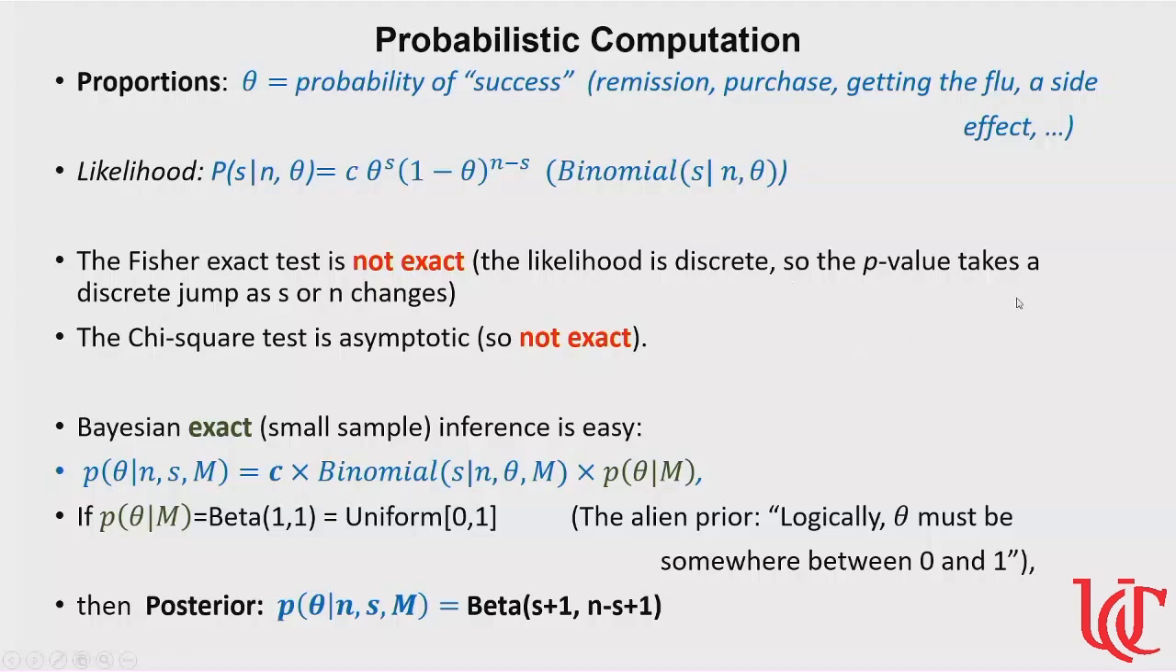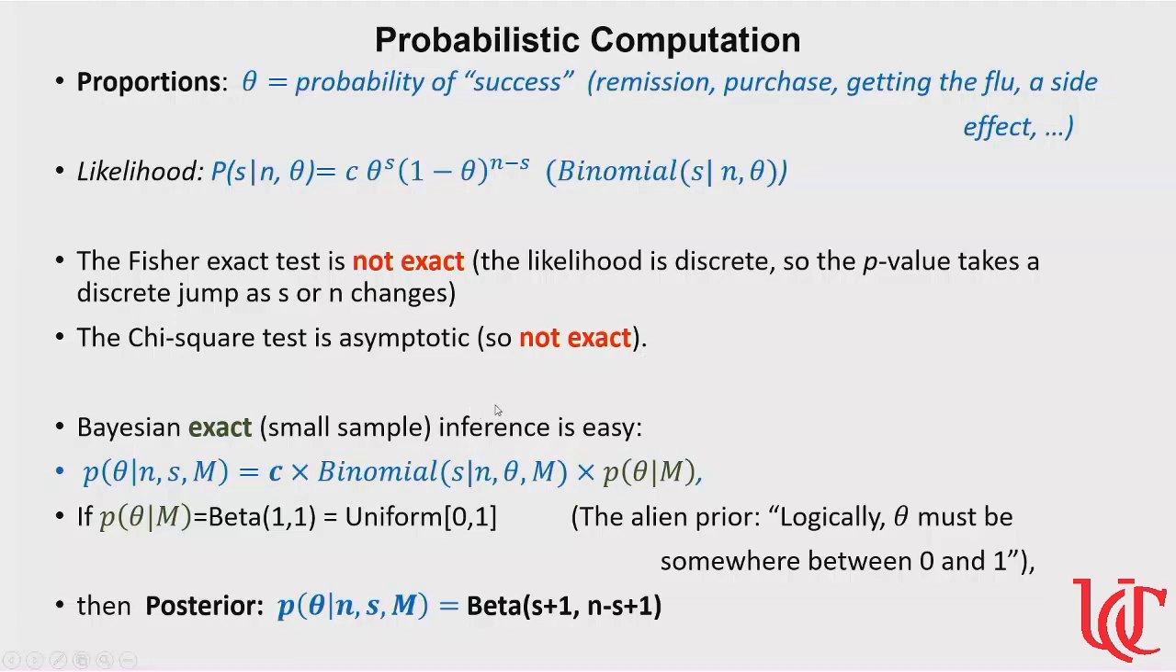The way we test with those models, the standard way, is the Fisher exact test, which is actually not exact because this is a likelihood function, and S is discrete. You can't have 1.5 successes. It's 1, then 2, then 3, then 4. So the p-value jumps. Every time you change S, it's going to jump because of that discrete jump, right? The other way to avoid that is to do a chi-square test, but that's asymptotic, right? So that's large sample. That's assuming you have a big sample.